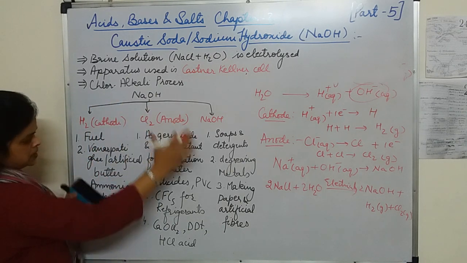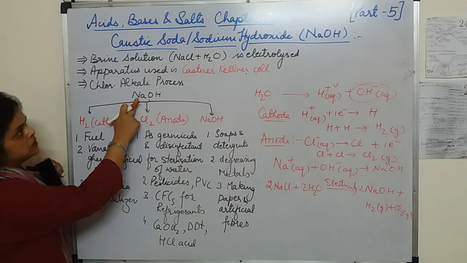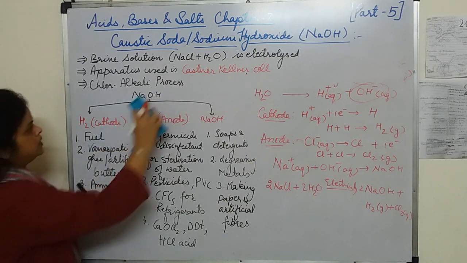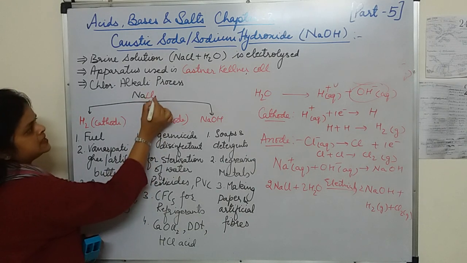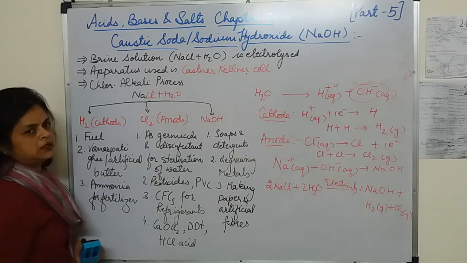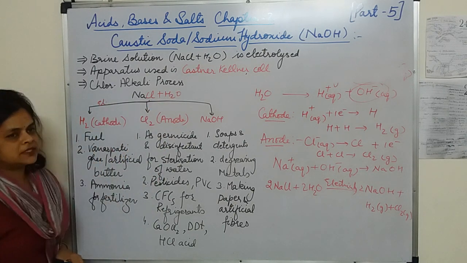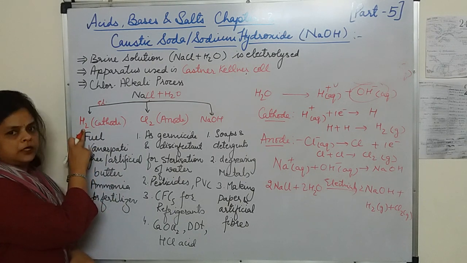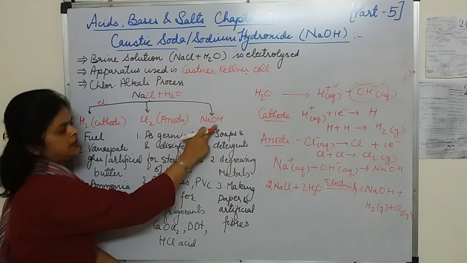Now I have summarized the uses over here, students. We should write here NaCl. NaCl along with water, that means brine solution, when it undergoes electrolysis, we get hydrogen gas formed at the cathode, chlorine gas formed at the anode, and NaOH.